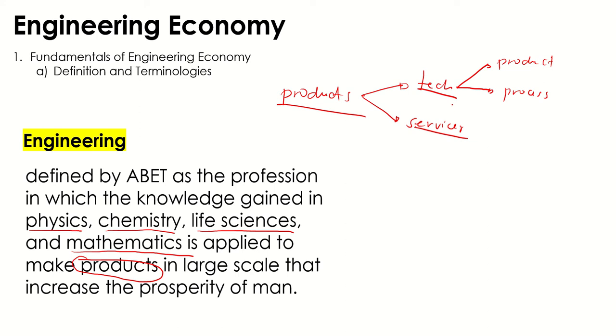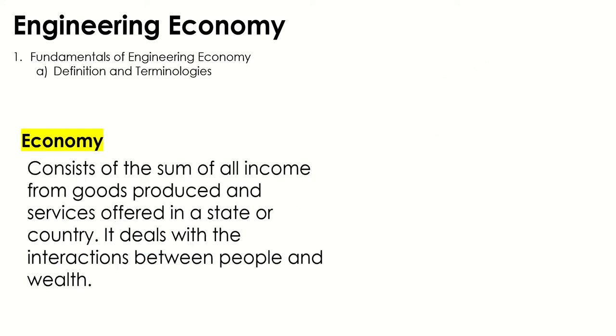It's a profession in which knowledge gained in physics, chemistry, life sciences, and mathematics is applied to make products on a large scale to increase the prosperity of man. Okay. The second terminology is economy. Economy consists of the sum of all the income from goods produced and services offered in the state or country. It deals with the interactions between people and wealth.